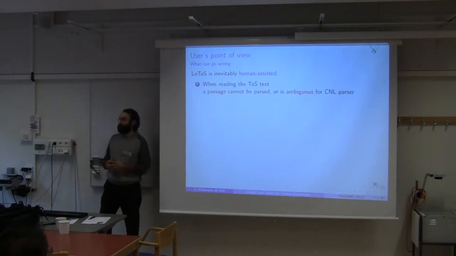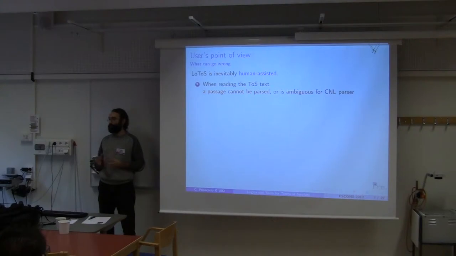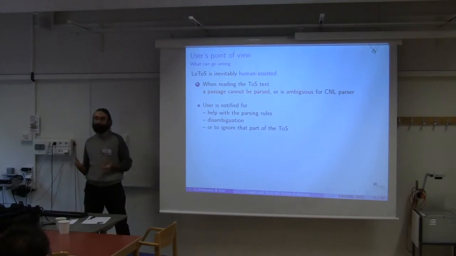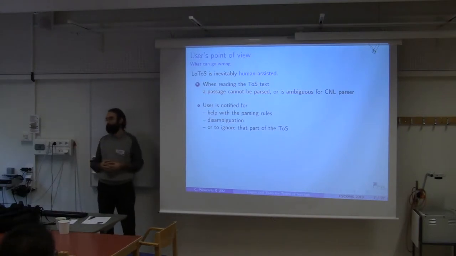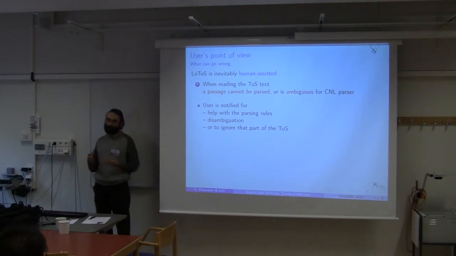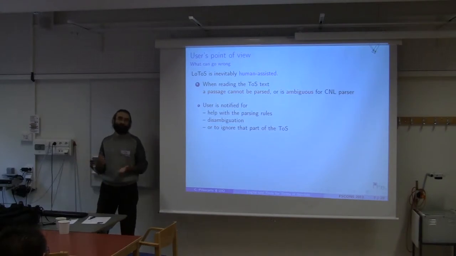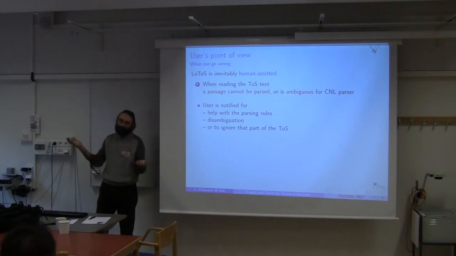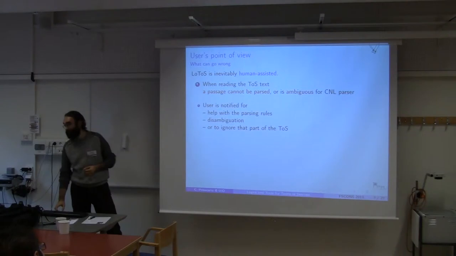So, for example, one thing that can go wrong is when reading the text, the natural language processing engine cannot parse some parts of the text, or some parts of the text are ambiguous. Here is where the user has to interact with the system and help with the parsing or the disambiguation of these ambiguities in the text, or just ignore parts of the TOS completely. So you say, okay, this cannot be done. Eventually, we need to take all the text into a model. So if something cannot be parsed, then we just need to ignore it. This is somehow not enough.